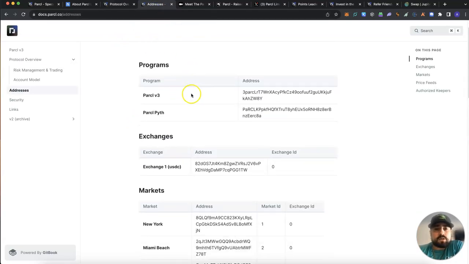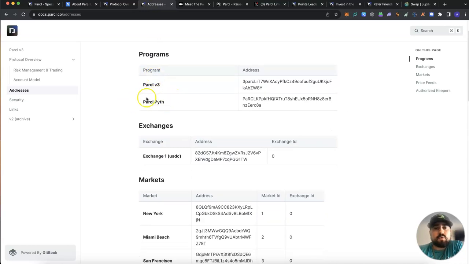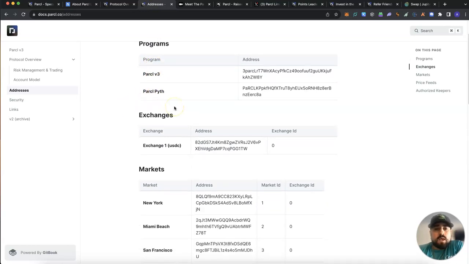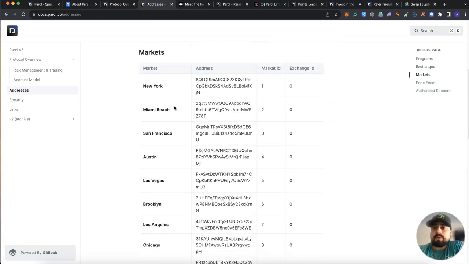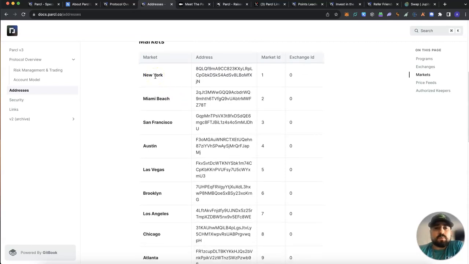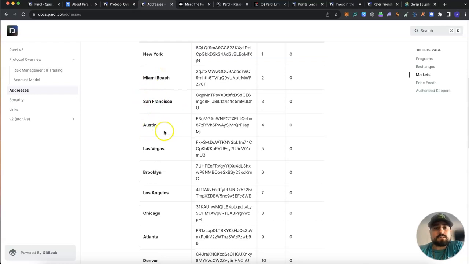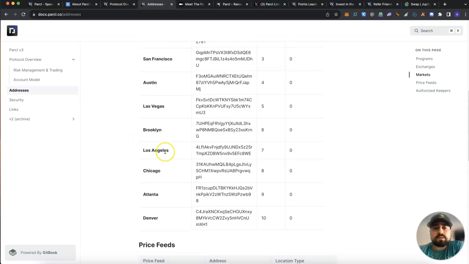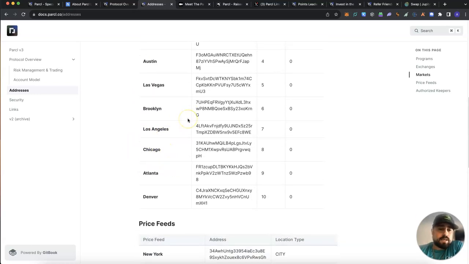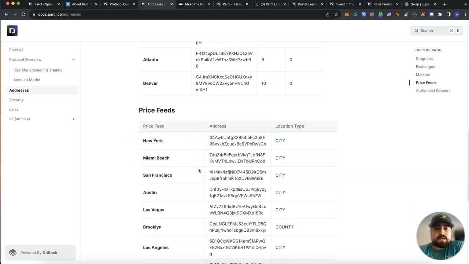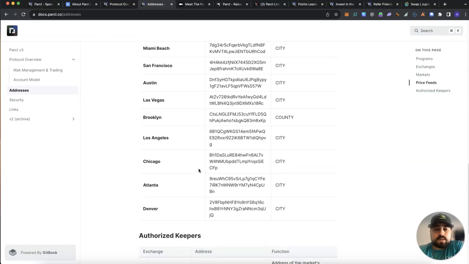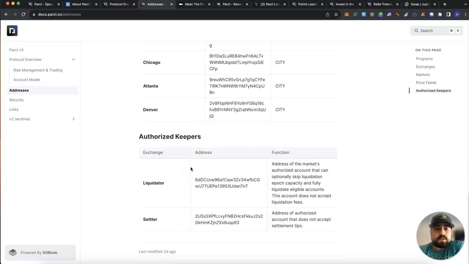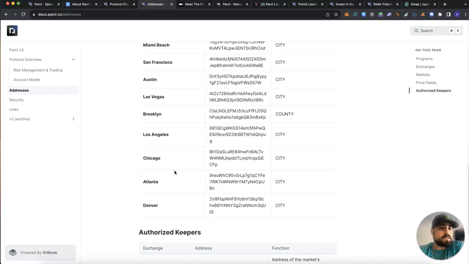So here's some of the contracts information. So the Oracle's PIF, and the markets currently, they're going to continually add on markets, but you can see here you've got New York, Miami Beach, San Francisco, Austin, Texas, Las Vegas, Brooklyn, Los Angeles, Chicago, Atlanta, Denver, and these are the price feeds for the smart contracts. And yeah, that's liquidation info.